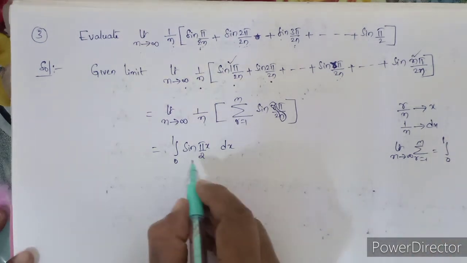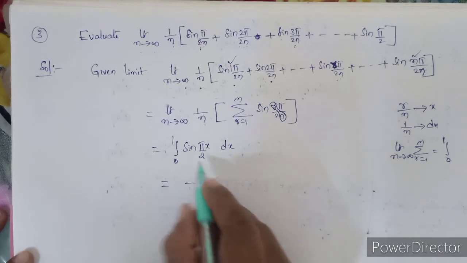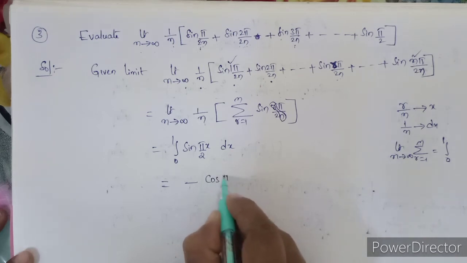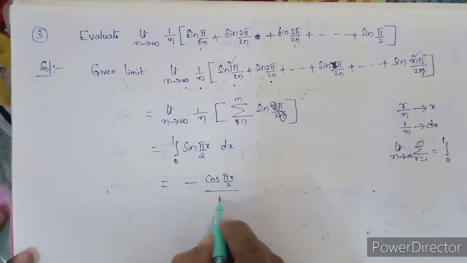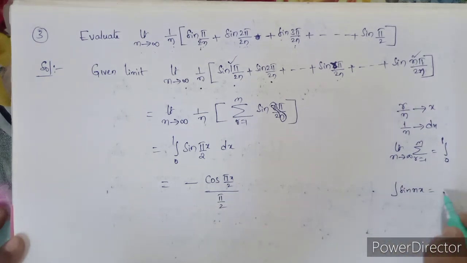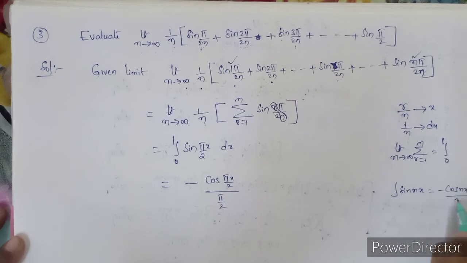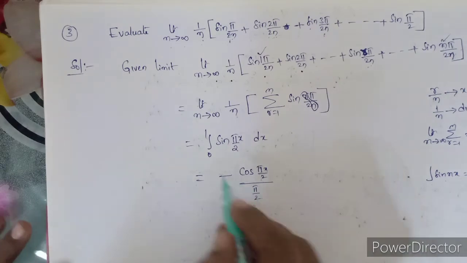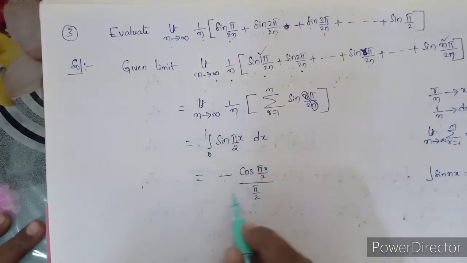Now we have to integrate. The integral of sine pi by 2 into x is minus cos pi x by 2 by pi by 2. So on integrating sine nx, we will get minus cos nx by n plus c. So using that formula, integral sine nx is equal to minus cos nx by n plus c. Using this formula, we have integral 0 to 1 sine pi x by 2 is minus cos pi x by 2 by pi by 2.